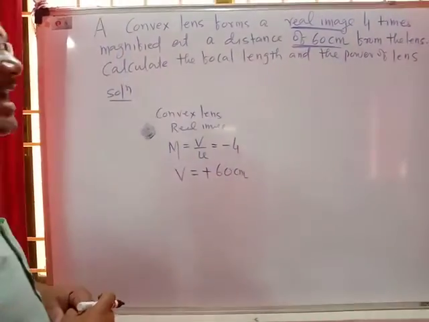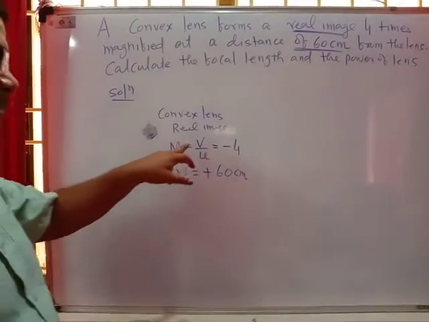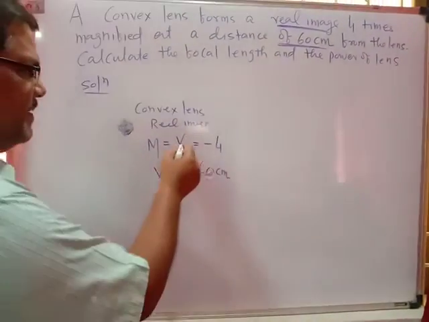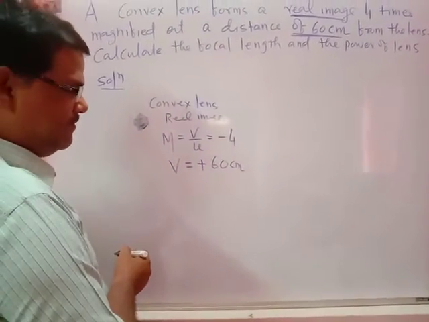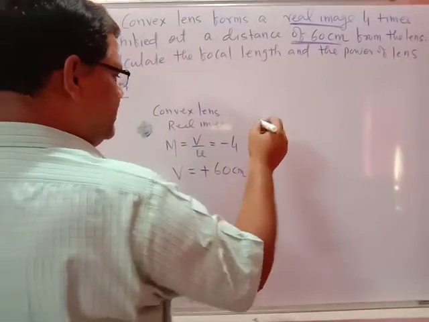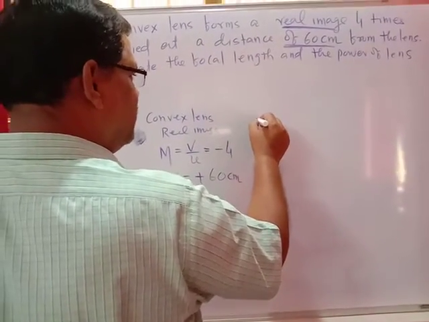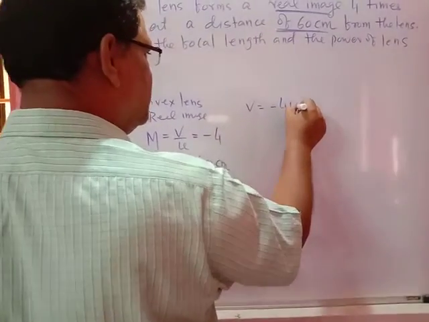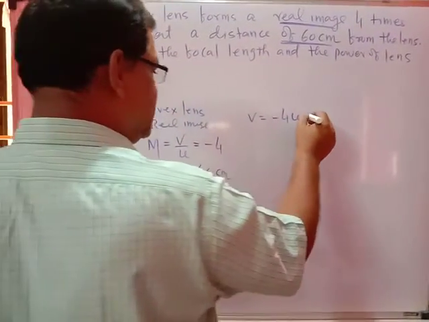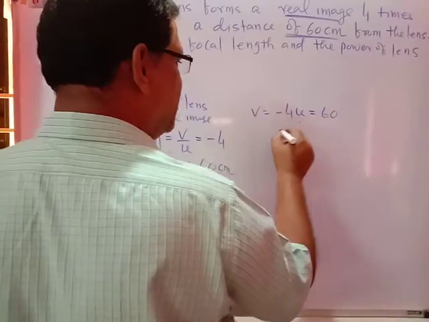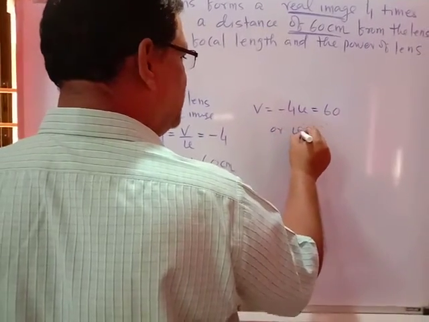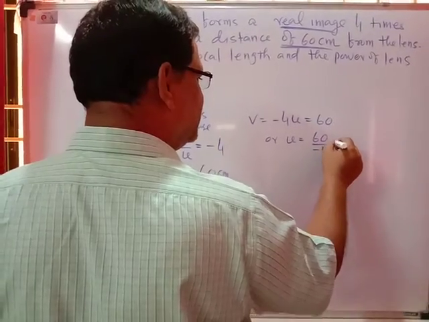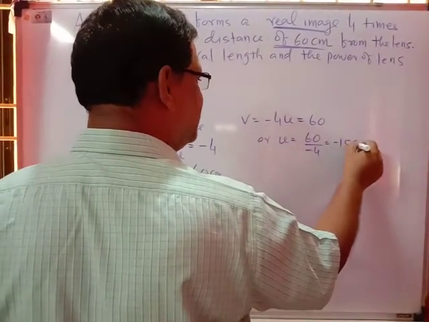Calculate the focal length and the power of lens. So use these formulas. You can calculate the U also here. V upon U equal to minus 4. So V equal to minus 4 into U, that is equal to 60, or U will be equal to 60 upon minus 4, that is equal to minus 15 centimeter.